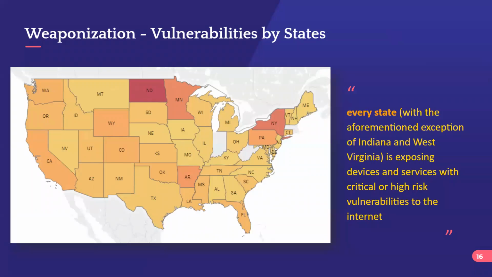So we took all the high vulnerabilities, like vulnerabilities where exploit code is easily available, the vulnerability can be exploited over the network, the lowest hanging fruit, so to speak. And again, we put it on a map. And we again see every state with exposed devices and services which can be easily exploited. In other words, every state where we found internet connected devices also had a high risk vulnerability for which an exploit is readily available, freely available.